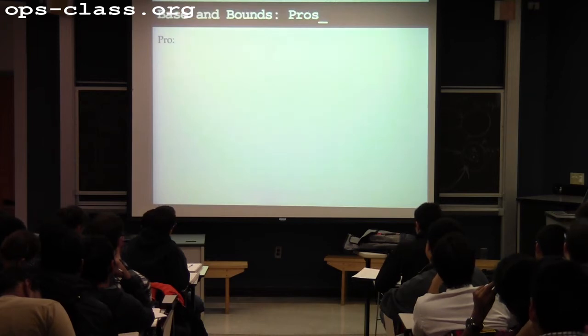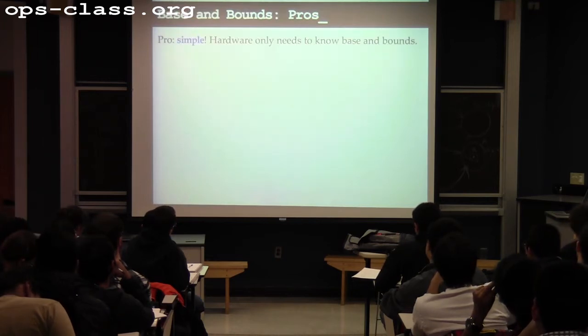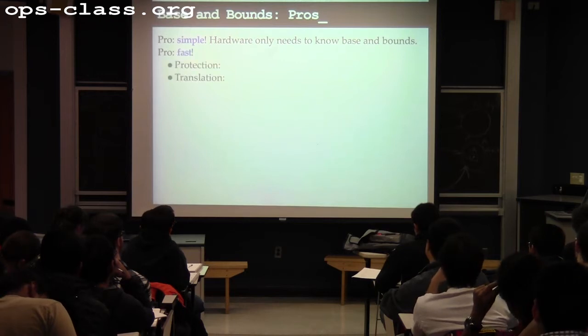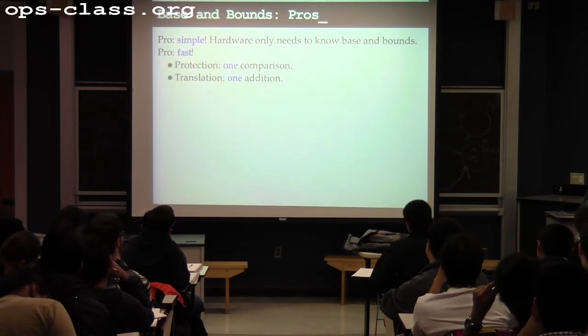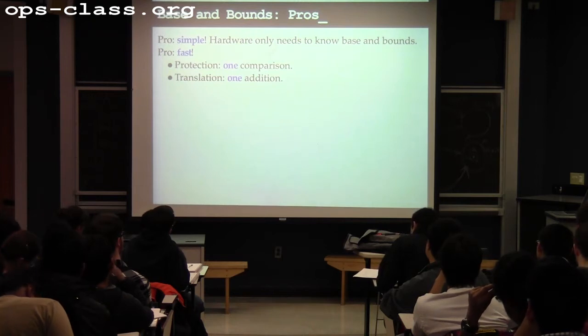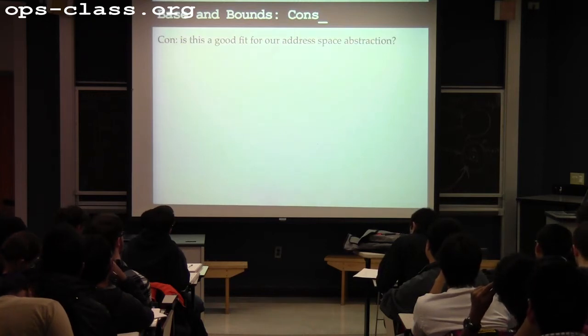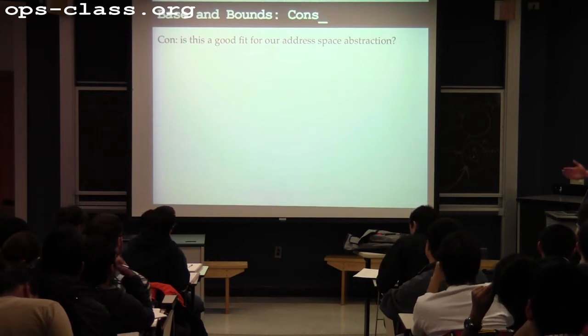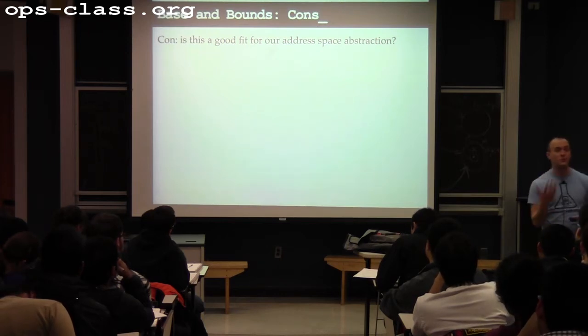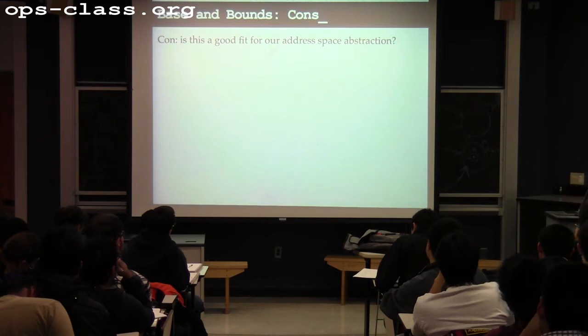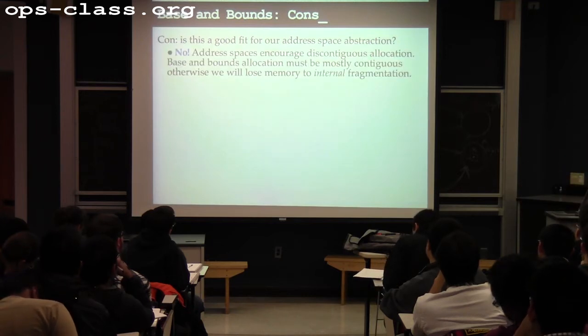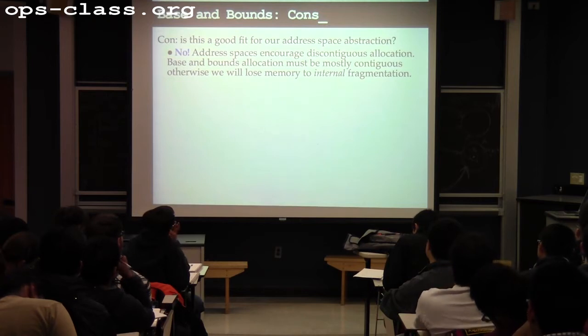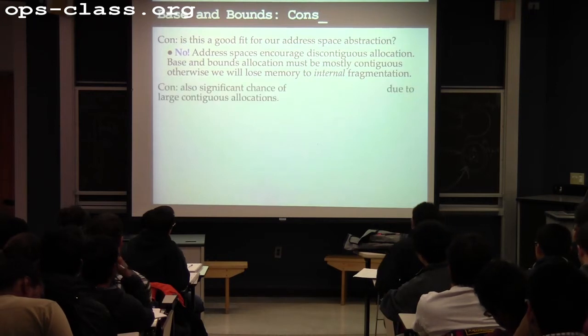And that was the problem with it. It was nice and simple, because I only had to tell hardware a couple of things. And it was fast, because it only required a couple of operations to actually perform. This is all baked into hardware. But the problem was that this was a really bad fit for the address space abstraction we were trying to provide, because I couldn't give a process a large amount of contiguous virtual memory, because that was going to require a large amount of contiguous physical memory. That led to significant internal fragmentation, as well as the possibility of external fragmentation. So this was not a great idea.